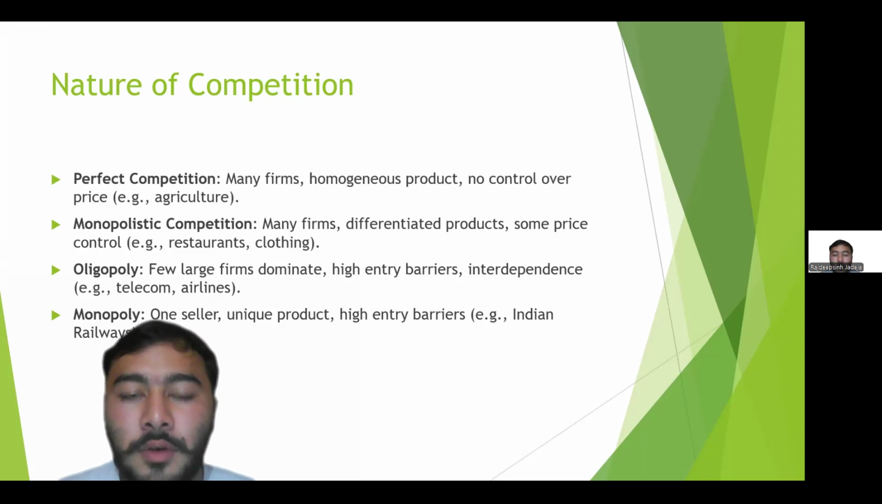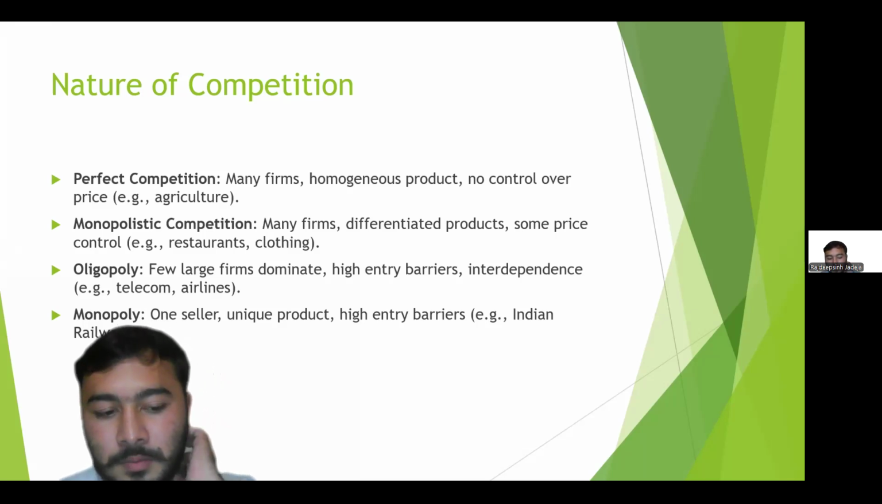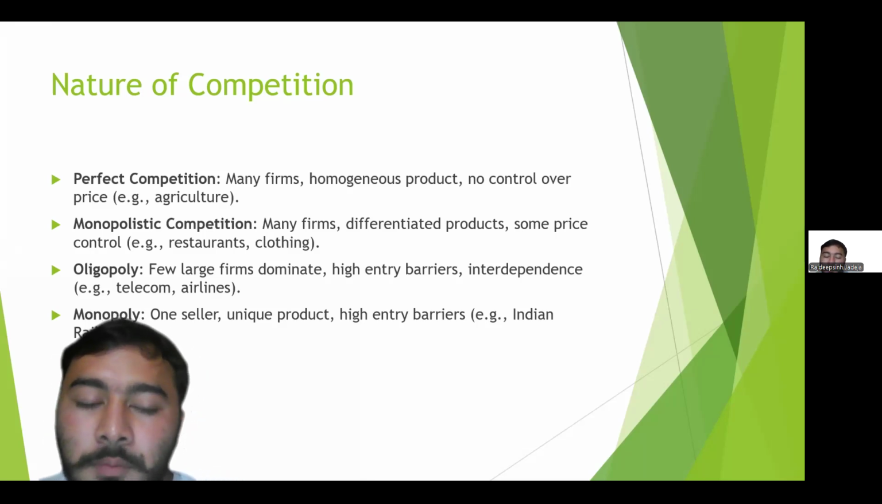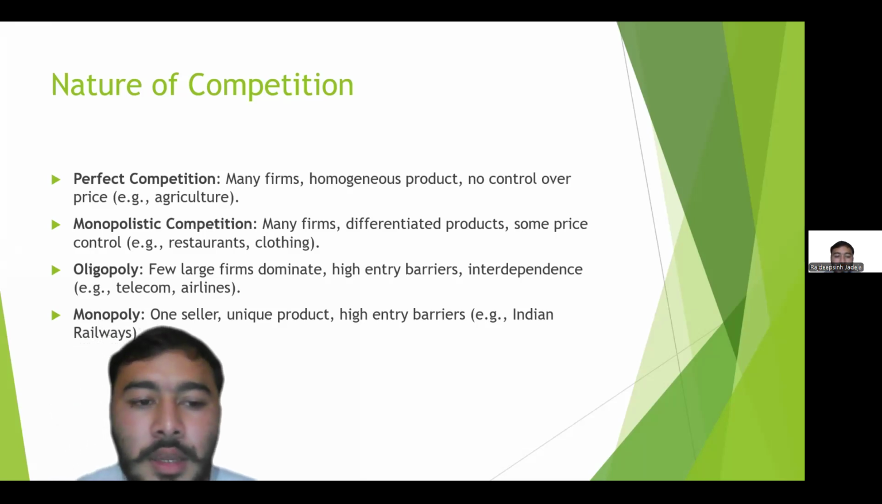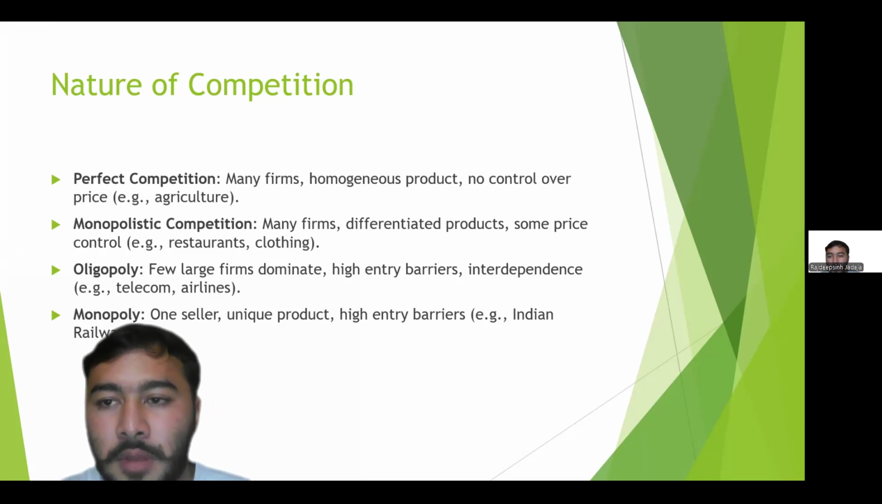Okay, because if you see aviation, there are many private players like Indigo, Vistara of course, and Air Asia. Jet Airways is closed, but it was a private firm. So in monopoly, there is only one seller. In India, you have not seen any private player in the railway sector.